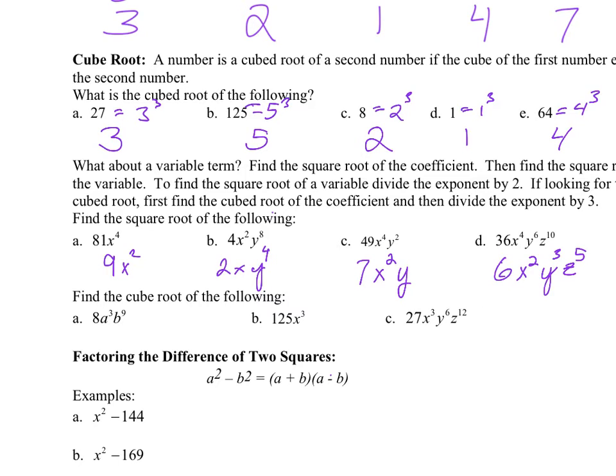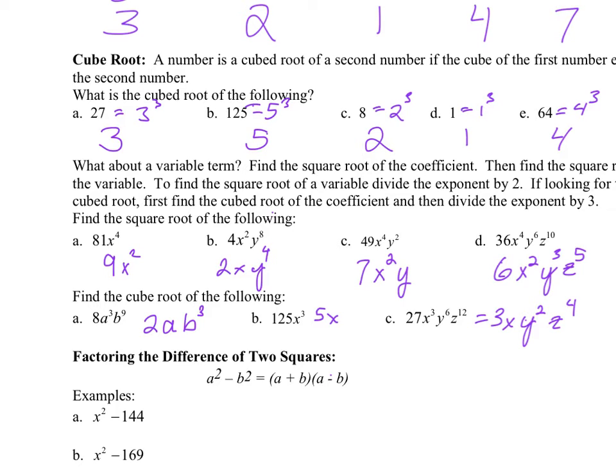Now, for the cube roots, the cube root of 8 is 2. 3 divided by 3 is 1. 9 divided by 3 is 3. So we get 2ab cubed. Cube root of 125 is 5. 3 over 3 is 1, so we just have 5x. Cube root of 27 is 3. 3 divided by 3 is 1. 6 divided by 3 is 2. 12 divided by 3 is 4.